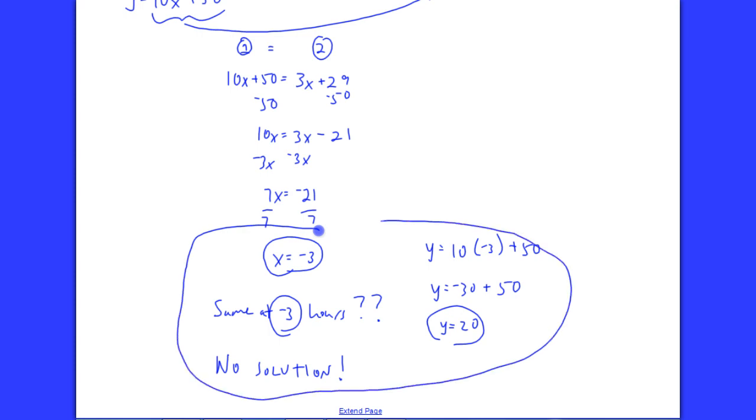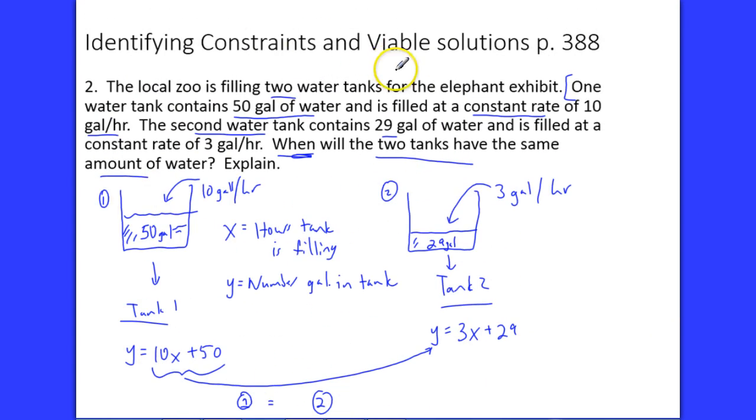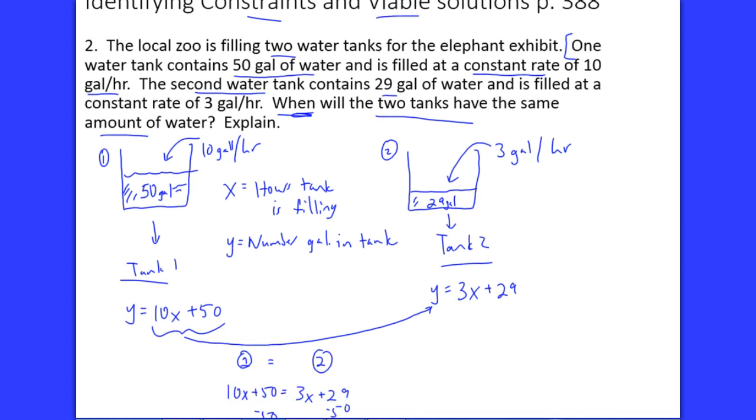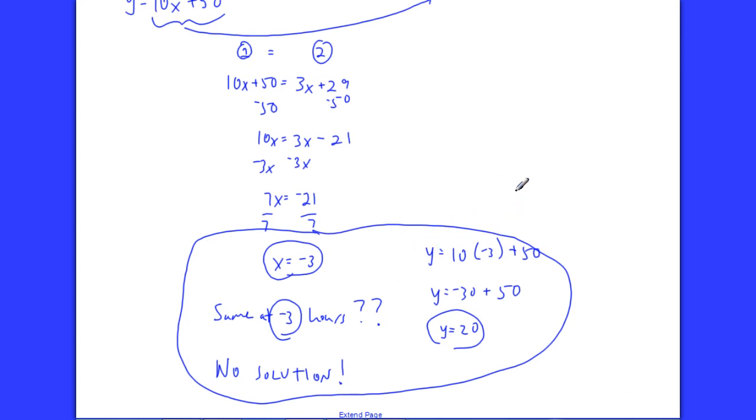The point of this problem, if you noticed, is identifying constraints and viable solutions. You do have to interpret your solution and ask, does this make any sense, and is this even possible? And this one is not possible for us at all. So it's no solution, and I'm thinking some of you might have seen that at the very beginning, because if you notice, this has more water and it's rising faster. This has less water and it's rising slower, so it'll never catch up. But we proved it here mathematically that it is indeed impossible.